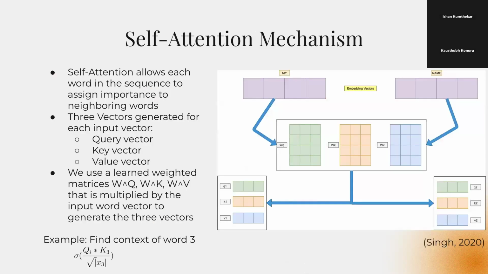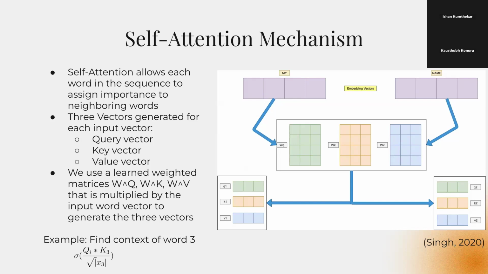So I'm going to first cover the self-attention mechanism. How does this work? The self-attention mechanism allows each word in the sequence to assign importance to neighboring words. The first thing you need to understand is that there are three vectors we're going to be looking at. The query vector, which represents the input vector. We then have the key vector, which is used during the self-attention process, and then the value vector, which is the output vector that's used for any task. We're going to use learned weight matrices WQ, WK, WV that are multiplied by the input word vector to generate the three vectors.